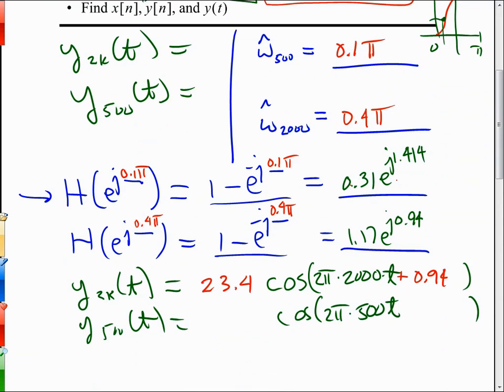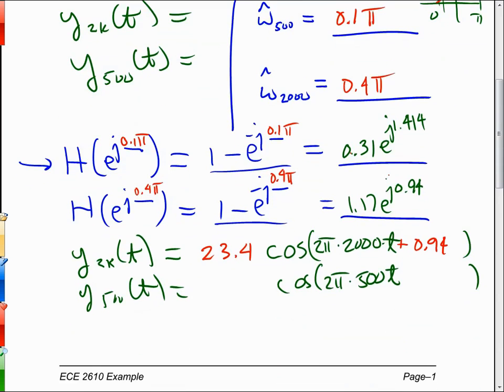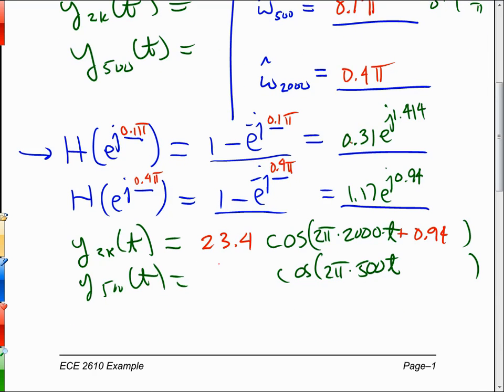Okay. So now we go on to the 500 hertz, and you should be able to get that one now following the example. So the 500 hertz signal comes in as 7 cosine. It has no additional phase shift on it as it comes into the system. So what comes out now? 3.1. And then what's the angle? Why is it 2.17?